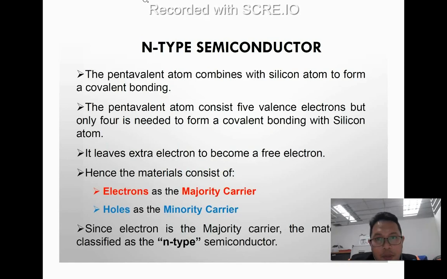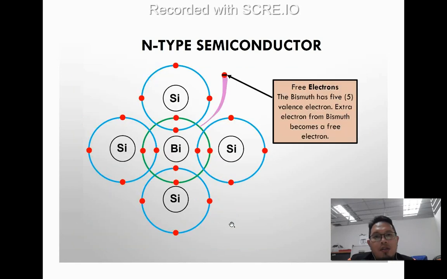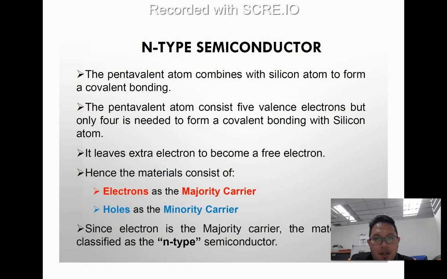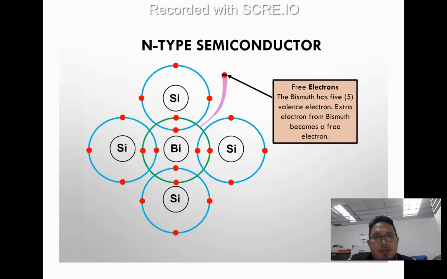So for N-type, the pentavalent atom combines with silicon atoms to form covalent bonding. It consists of 5 electrons, but only 4 are needed because you get another 4 from silicon. But it leaves an extra electron becoming a free electron. Hence, the material consists of electrons as the majority carrier. The material is classified as an N-type semiconductor. Because we have extra free electrons, we call it negative, with electrons as the majority carrier.